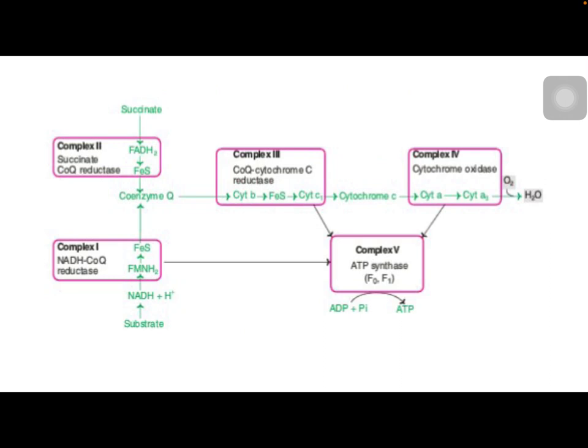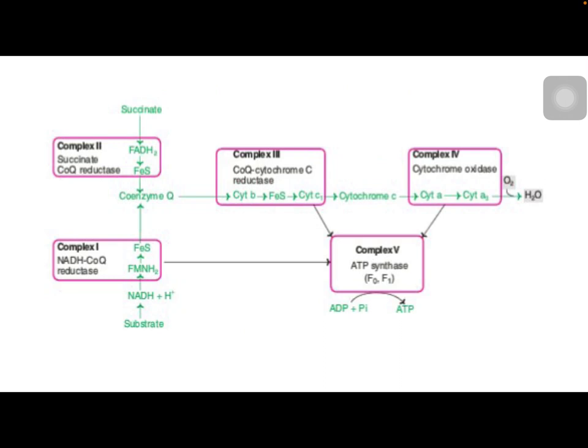There it is transported via cytochrome B, the iron sulfur complex, and cytochrome C1 with the help of the enzyme cytochrome coenzyme Q reductase. Then the electrons are transported to cytochrome C, thus reaching complex 4, that is cytochrome oxidase. There it gets oxidized to H2O, which is produced as a result of the combination of hydrogen and free oxygen.